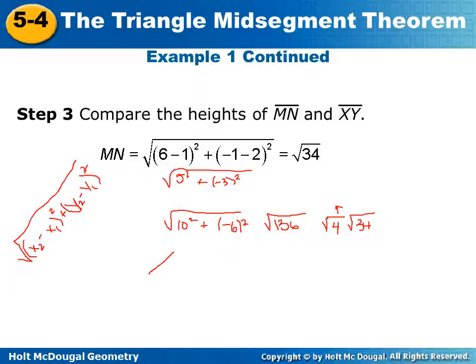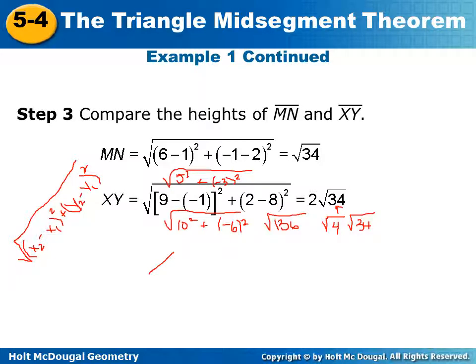Here I wrote the steps underneath to help out a little bit. This is 5 squared plus -3 squared, or 25 plus 9, and that's where we get the square root of 34. The second one, for XY, is 9 minus -1, which is 10 squared, plus 2 minus 8, which is -6 squared, which gives us 100 plus 36, which is 136. You can simplify that by taking out a 4, the square root of 4 is 2. That gives us 2 radical 34. And I wrote the distance formula there on the left for you in case you don't remember it.